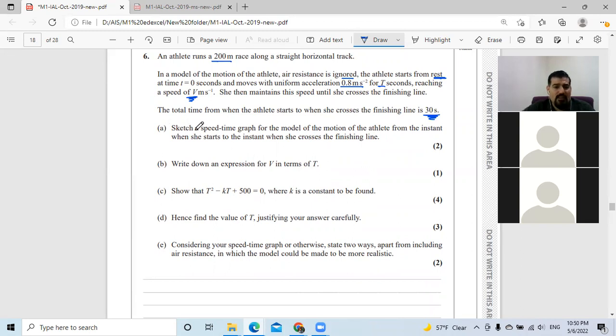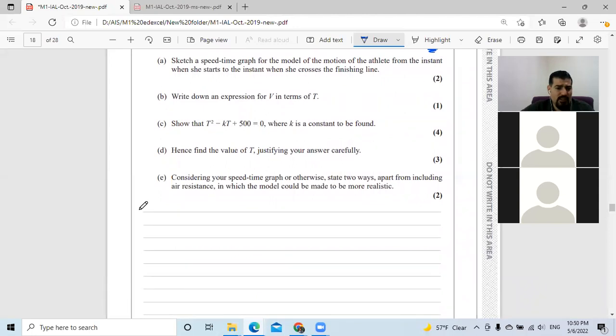Good. A. Sketch the speed-time graph for the model of motion of the athlete from the instant when she starts to the instant when she crossed the finishing line. It's very easy and useful to do this part, because if we do it correctly, we can continue the whole thing correctly. So what do we have? We have velocity, or speed, in meters per second, and we have time in seconds, and we are going to start from 0.